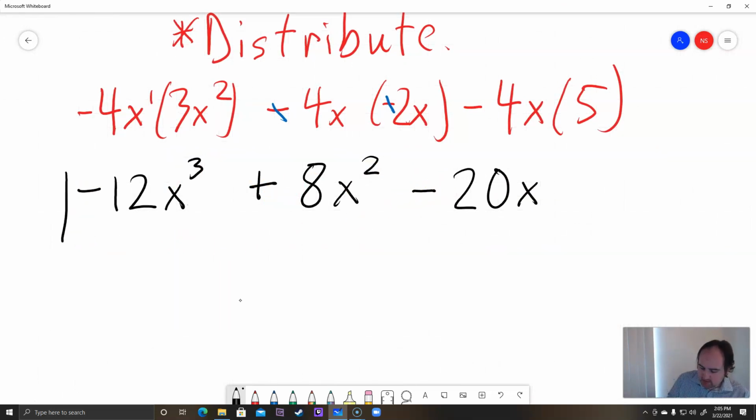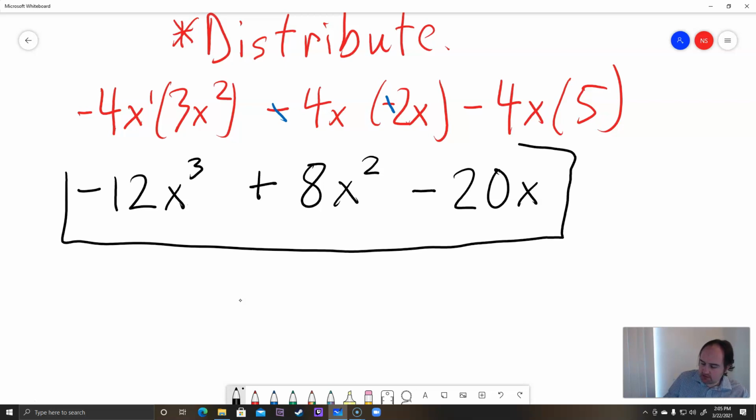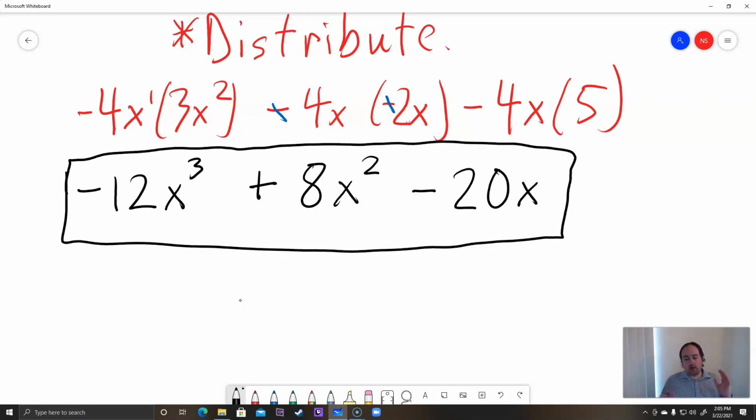So that's just a good thing to notice, because if you're ever distributing a minus, basically all you do is you switch all of the signs. So you switch the signs of each individual term, and that's how you distribute the minus. Okay? Cool. So that one was a little bit more challenging, but still not too bad, hopefully.